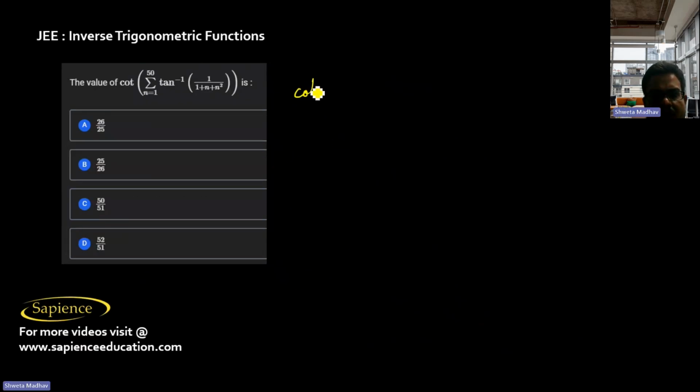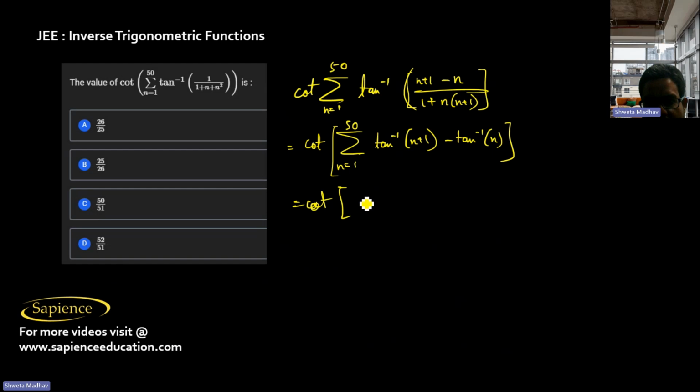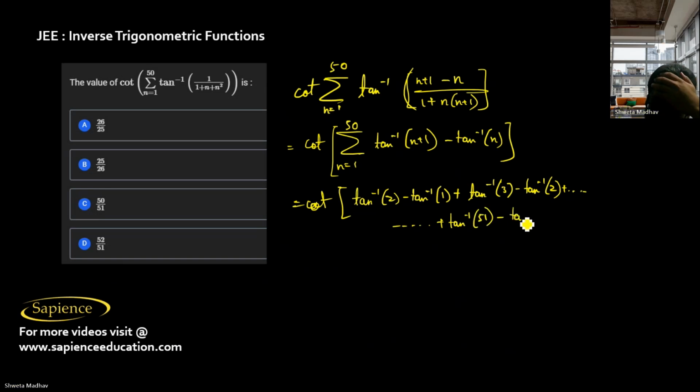And here it is told to find the value of cot of summation n goes from 1 to 50 tan inverse of this. I can write n plus 1 minus n by 1 plus n into n plus 1. So this will be cot of summation n goes from 1 to 50 of tan inverse of n plus 1 minus tan inverse of n. First we will put n equal to 1. So this is tan inverse 2 minus tan inverse of 1, plus I will put n equal to 2, so tan inverse of 3 minus tan inverse of 2, plus tan inverse of 51 minus tan inverse of 50.